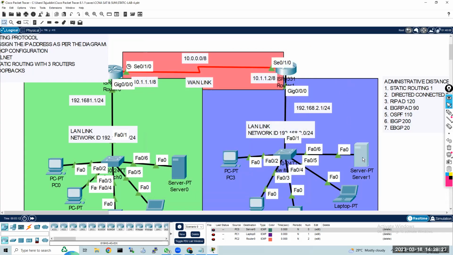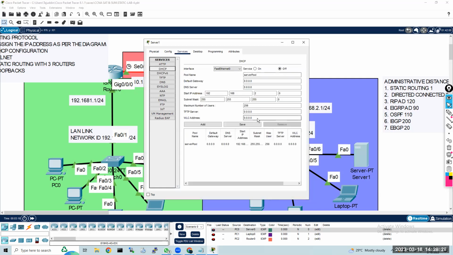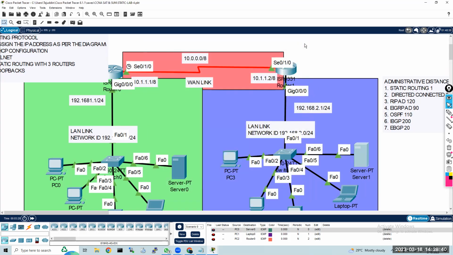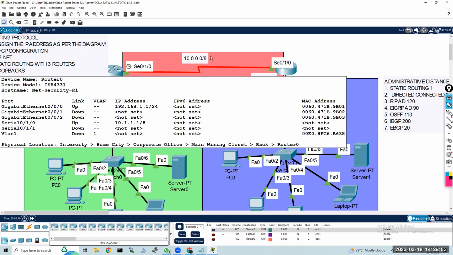Check whether we have configured DHCP on the server. We have not configured DHCP on the server. As I told you, I recommend configuring DHCP on your server, guys, not on the router. In coming sessions, we'll configure it only on servers, not on the router. This is recommended by Cisco itself. So let's configure the static routing, guys.